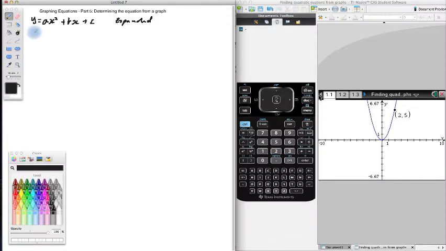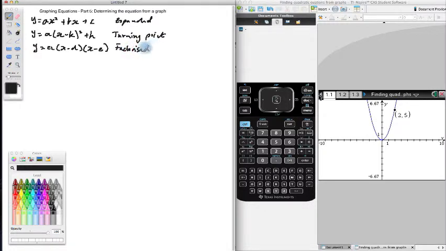Then we have turning point form or vertex form. y equals a(x minus k) squared plus h. So that's turning point form. Then we've also got factorized form. y equals a(x minus d)(x minus e). So there we go, three forms.